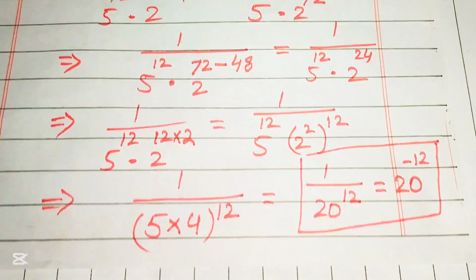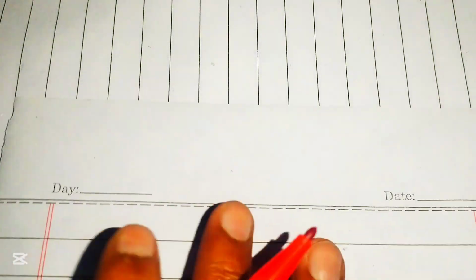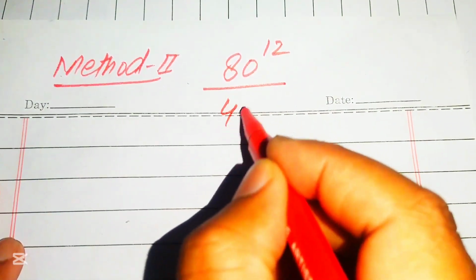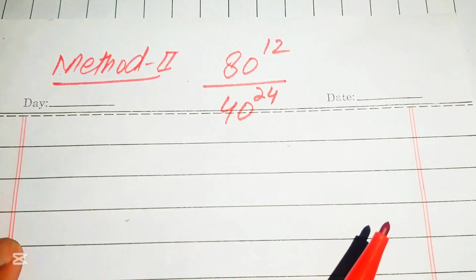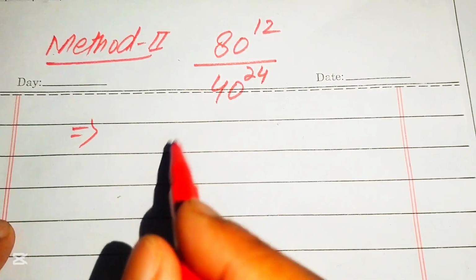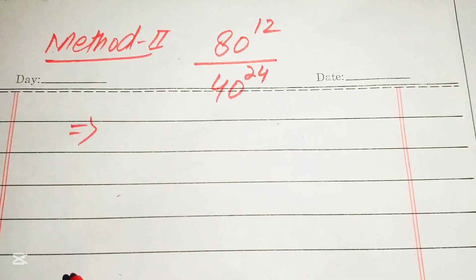And now we need to move forward to the second method. In the second method we first copy down our given question statement here, so that we can apply the second method. So now our given question statement is 80 to the power of 12 divided by 40 to the power of 24.